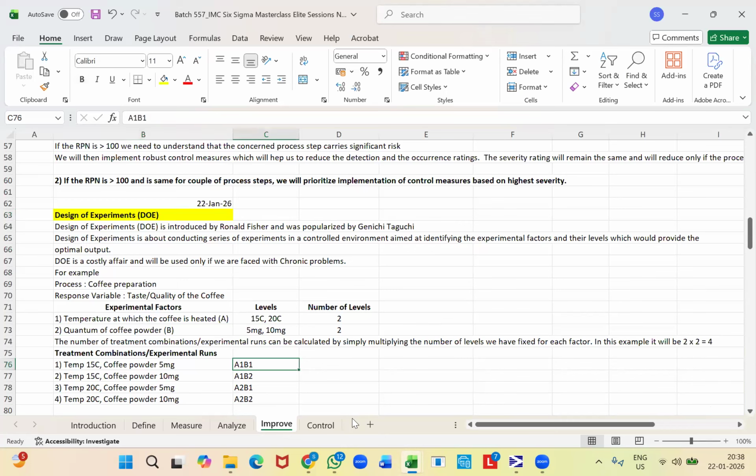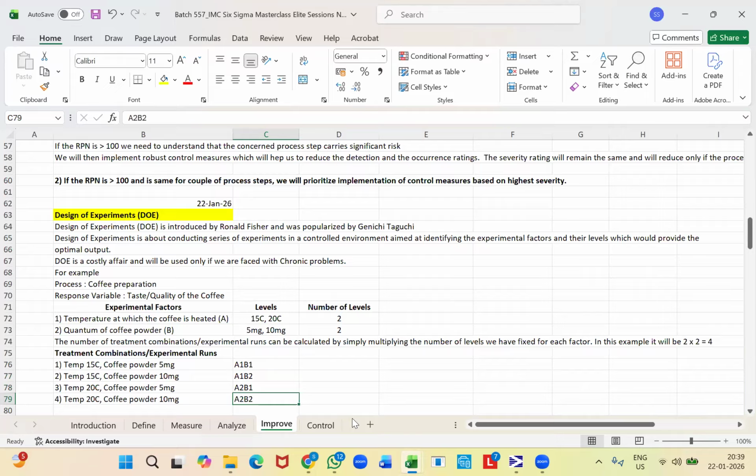The first combination is A1, B1. That means both the factors are at level 1. The second combination is A1, B2. That means factor A is at level 1, but factor B is changed to level 2. The third combination is A2B1, which means factor A has been changed to level 2 and factor B has been reverted back to level 1. And the final combination is A2B2. That means both the factors are at level 2, right?